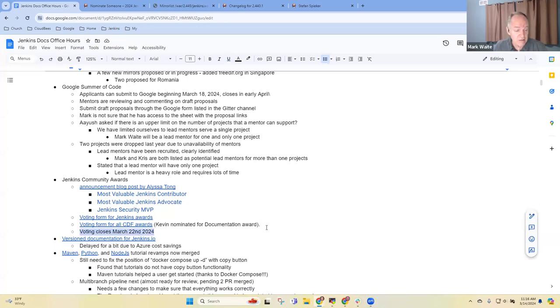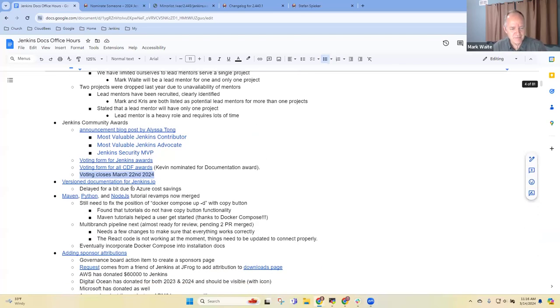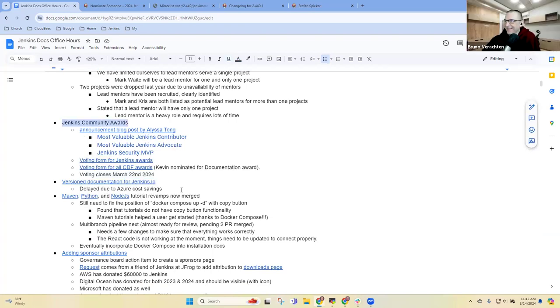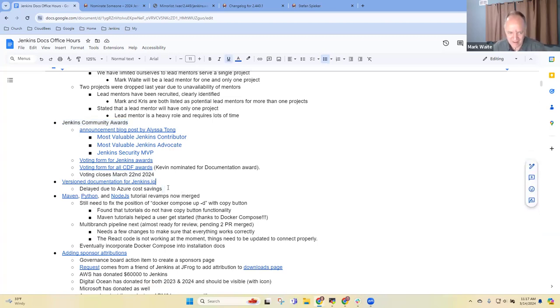Voting closes in less than a week. And yes, they are checking. You only get to vote once because you have to authenticate to the voting system. And yes, we know that means your ballot is not secret, and we accept that. Okay. Anything else on Jenkins Community Awards? No, just don't forget to vote for Kevin. Yes, I agree. Don't forget to vote for Kevin. Kevin's an excellent candidate. I've looked at the three candidates for that award, and I think Kevin's the best choice.